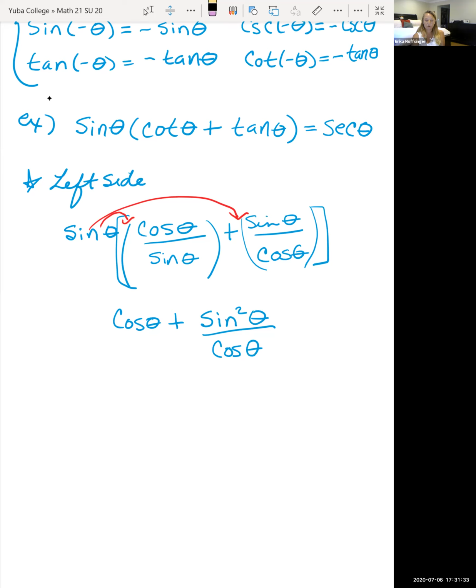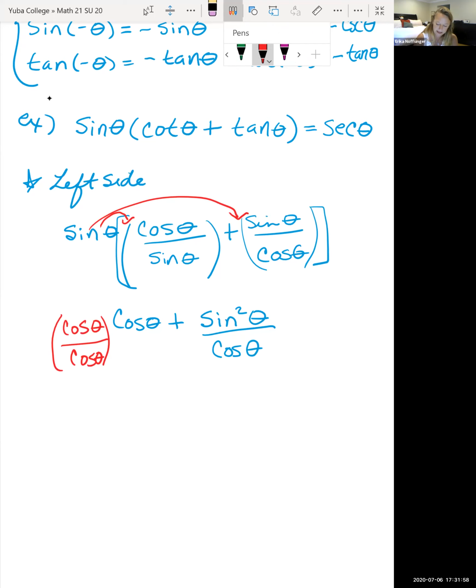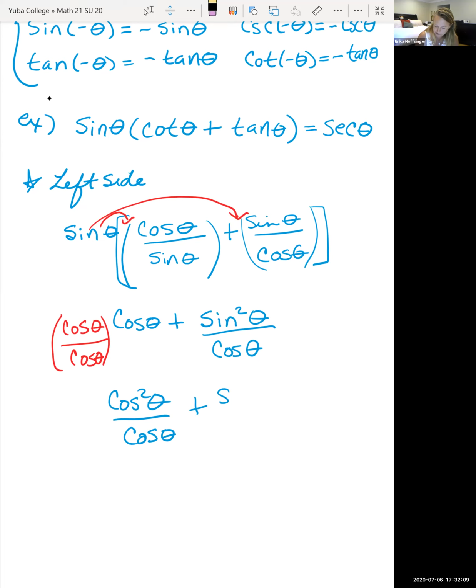Okay, so this is where rewriting this as a single fraction is helpful. In order to rewrite something as a single fraction, we need a common denominator. Our least common denominator is cosine theta. So we're going to multiply cosine theta by a fancy one, cosine theta over cosine theta. This gives us cosine squared theta in the numerator, all over cosine theta, plus sine squared theta, all over cosine theta.